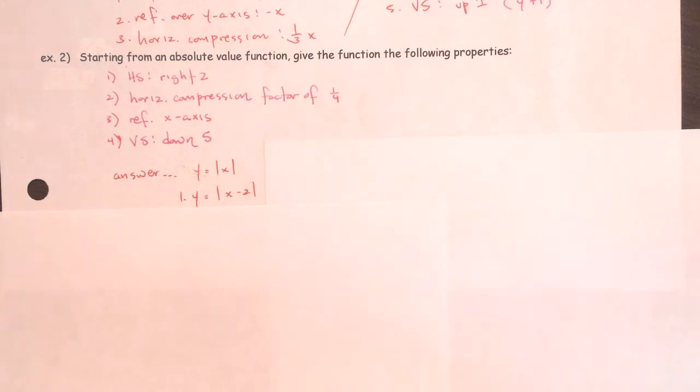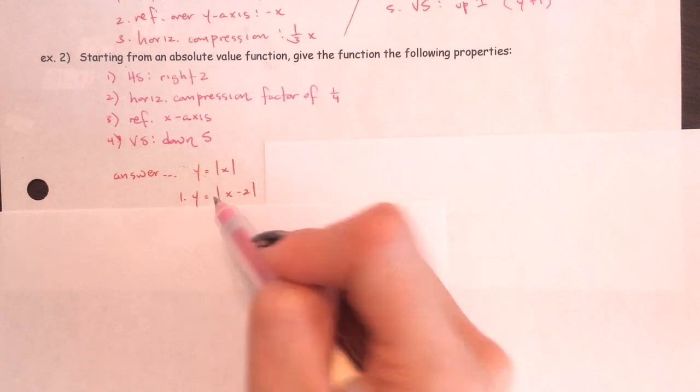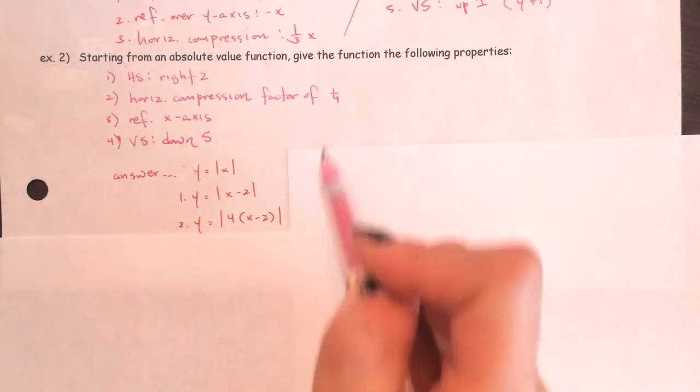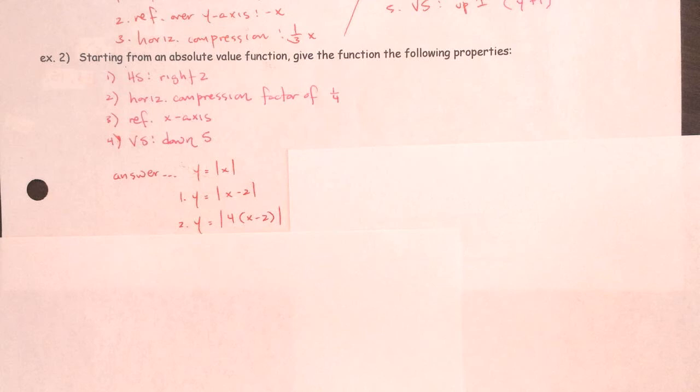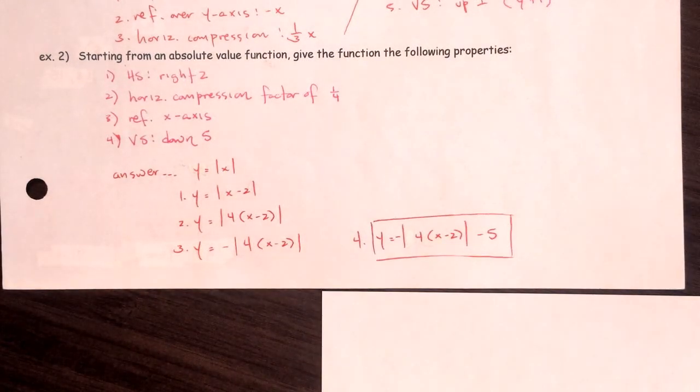Number 2, a horizontal compression of 1/4. What does that look like? Can I just put a 1/4 in front? I don't think so. It's like that, right? So really, it belongs to the horizontal, so it's a big liar, so it's a 4 when it's in there. Okay. And then what does the reflection over the x-axis look like? The negative goes in the very front. And then number 4, vertical shift down. Okay, that one's kind of easy, so -5 at the end.